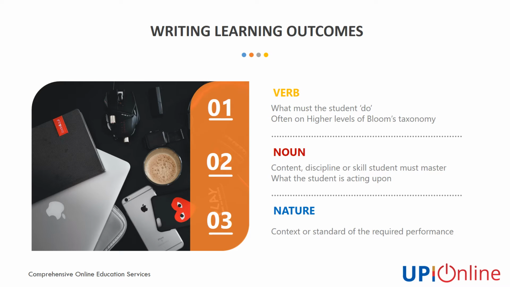So what formula do we follow to write a learning outcome? First, we start with a verb. The verb indicates what the student is expected to be able to do at the end of the module. Most MOs are written on higher levels of Bloom's taxonomy. The second component of an LO is the noun, or content or discipline, or skill that the student must master. In other words, what or with what the student is acting. Third are words that indicate the nature, thus the context or standard of the performance required.